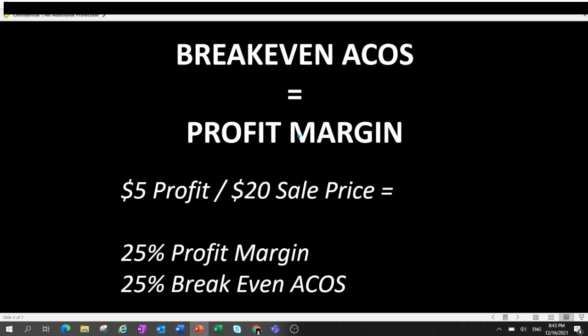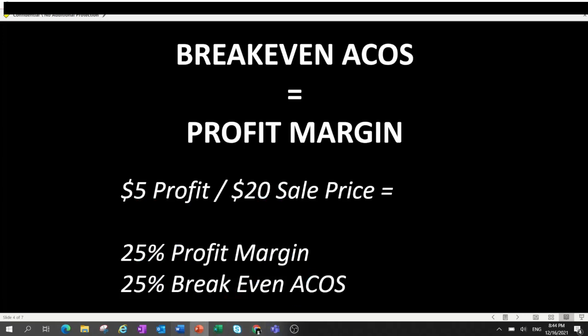Okay. The break-even ACOS is again the profit margin. What we have to do is, let's say for example you have a $5 profit, you divide it by the sale price, you will have a 25% profit margin, which is your break-even ACOS as well.